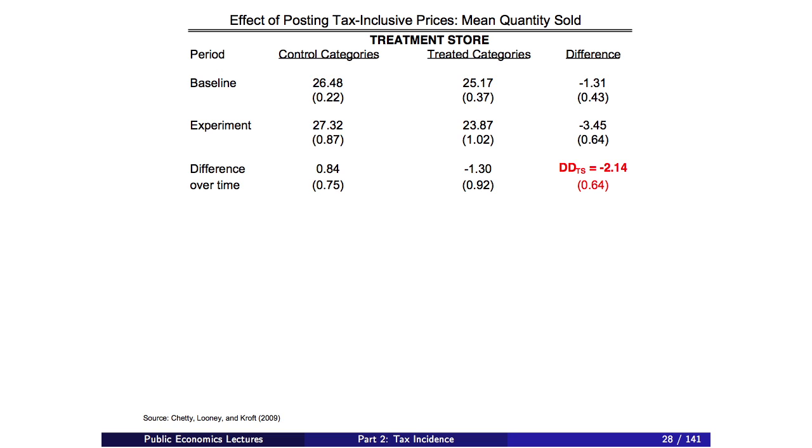All right, so let's think about how we analyze this data. Focus first on data from the treatment store. The numbers in each of these cells are average quantities of units sold per week per category. There are narrowly defined categories in this store like eyeshadow or lipstick or things like that. So the way to interpret this is that they sold like 26 units on average of lipstick per week in the store prior to the experiment.